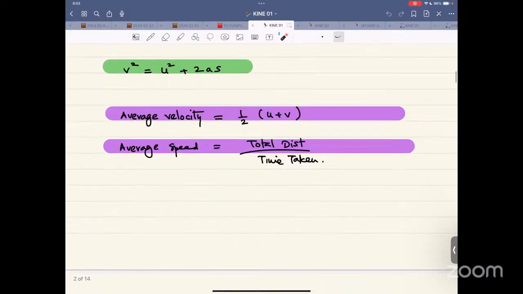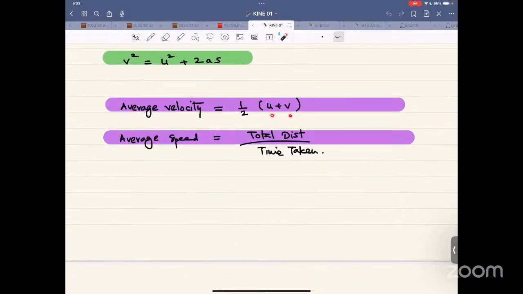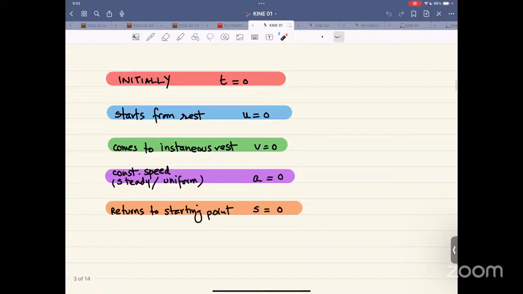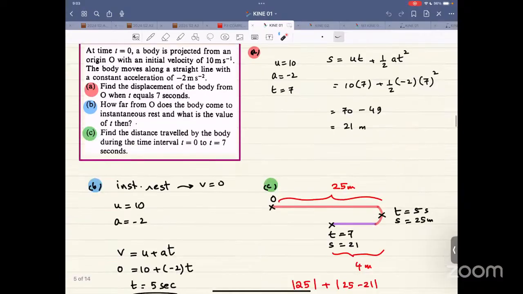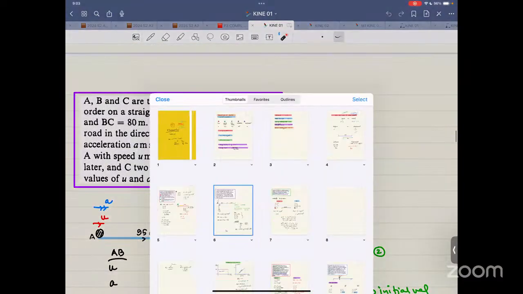Average velocity is the average of initial and final velocity, and average speed is total distance divided by time taken. When they use the word initially, that means time t is equal to 0. Starts from rest, initial velocity is 0. Comes to rest, final velocity is 0. Constant speed, uniform speed, steady speed, acceleration is 0. Returns to the origin, returns to the starting point, displacement is 0. So these are some of the basic questions over here.